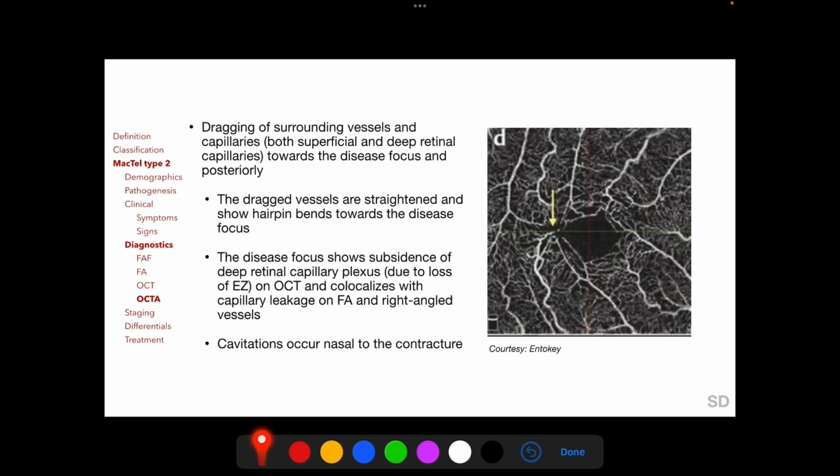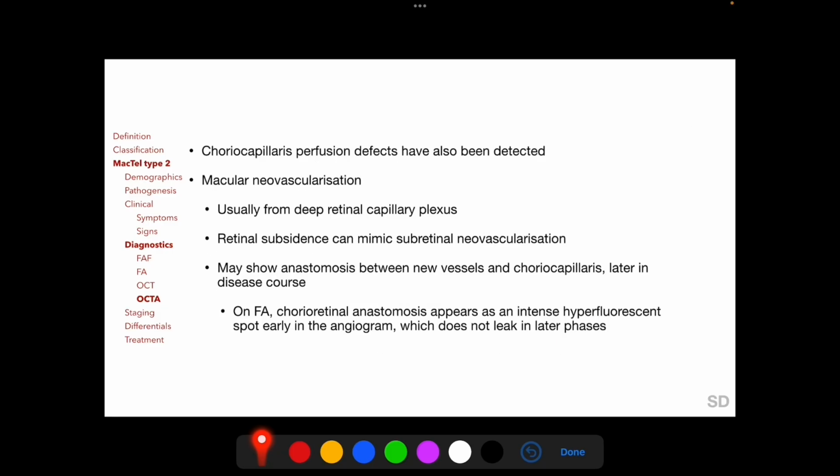OCTA may also show evidence of tissue contracture by demonstrating dragging of surrounding blood vessels towards the disease focus temporal to the fovea. OCTA can also pick up macular neovascularization when it develops and reveals that macular neovascularization of MacTel type 2 originates from the deep retinal capillary plexus.